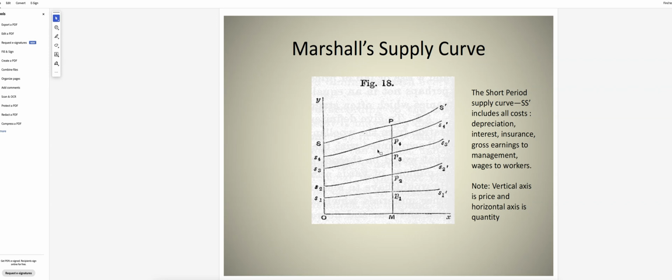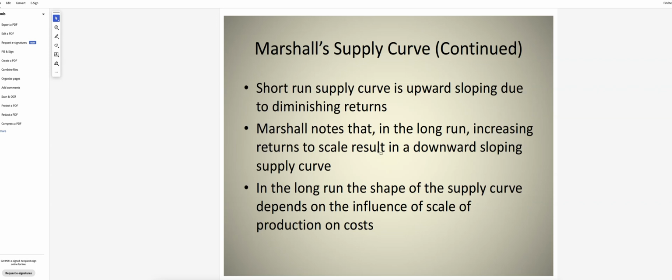And interestingly enough, this is taken from his actual textbook. I just scanned this in. This is what his supply curves look like. A little bit different than what we're seeing here, but for the various firms, this is how Marshall described these supply curves existing on the basis of how firms act.